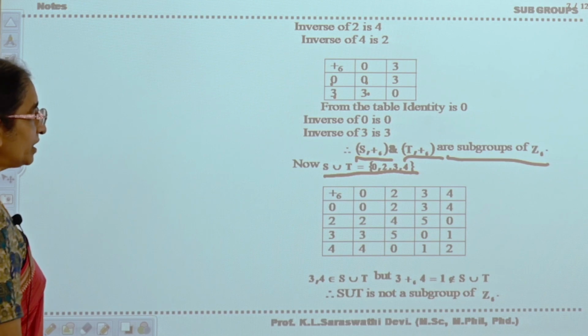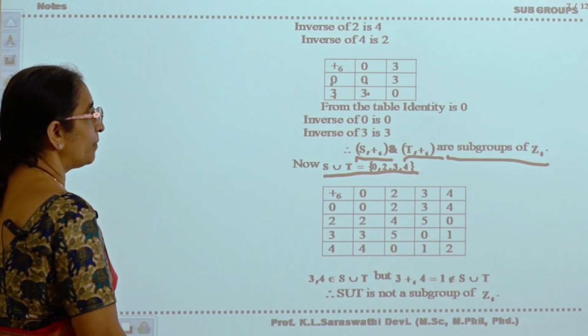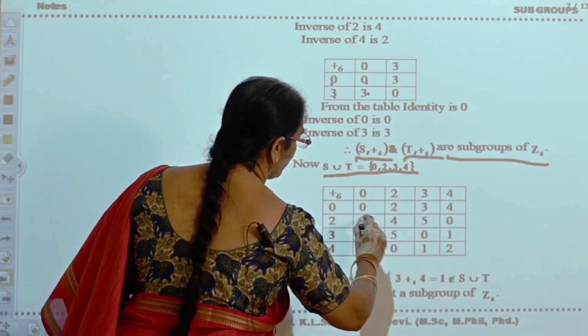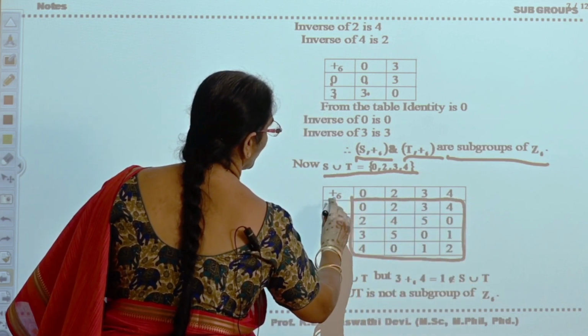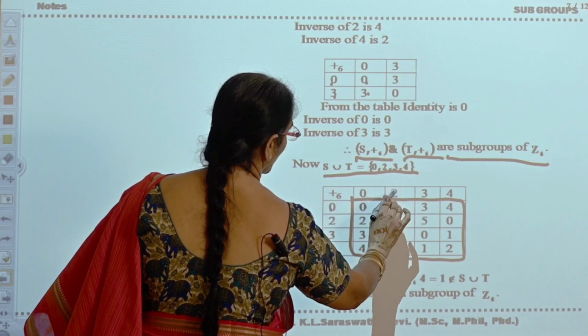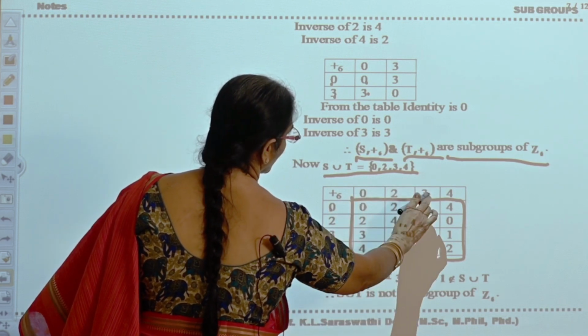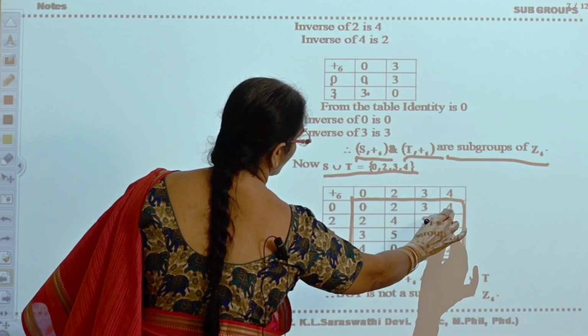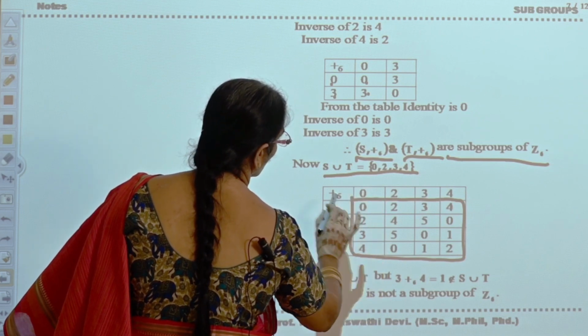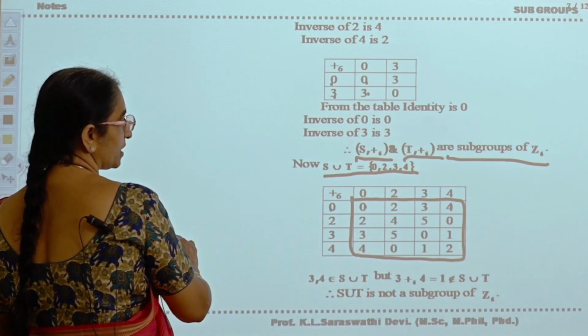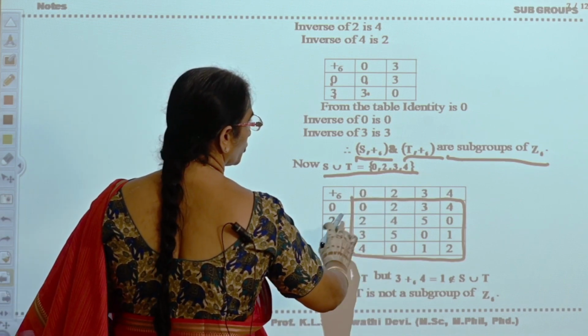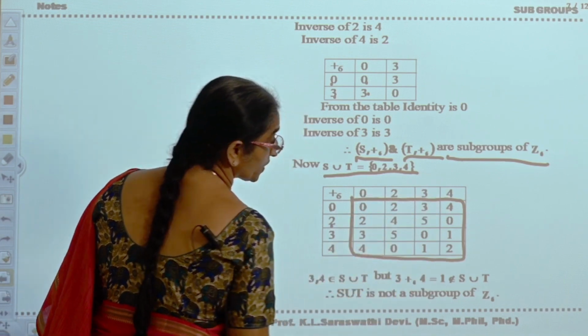Okay. Now with respect to modulo 6, if you complete the table, you will get the values like this. These are the values. 0 plus 0 by 6, 0. 0 plus 2 by 6, 2. 0 plus 3 by 6, 3. 0 plus 4 by 6, 4. Similarly, 2 plus 0, 2. 2 by 6 means 2 is less than 6, so 2. 2 plus 2, 4. 2 plus 3, 5. 2 plus 4, 6 by 6.